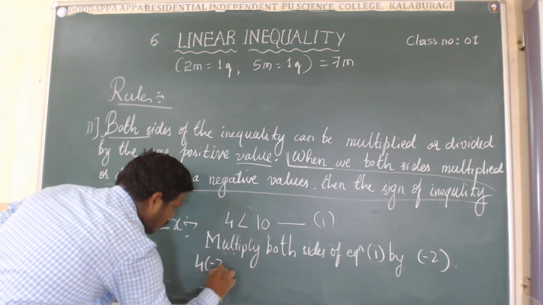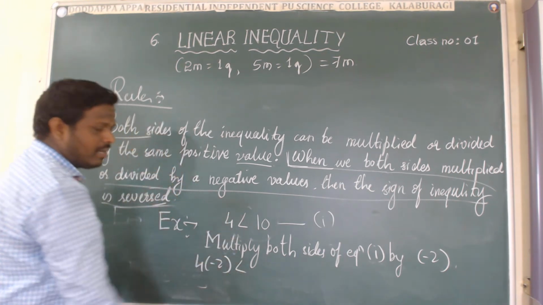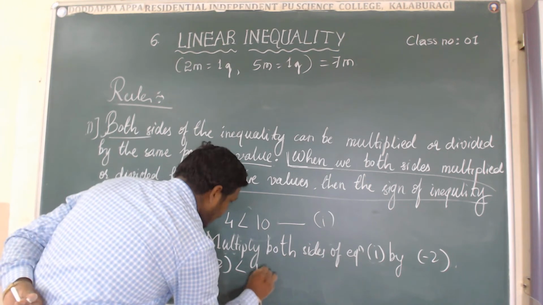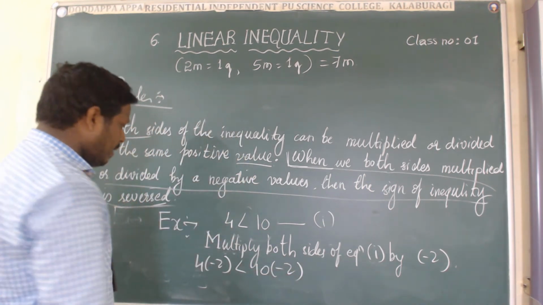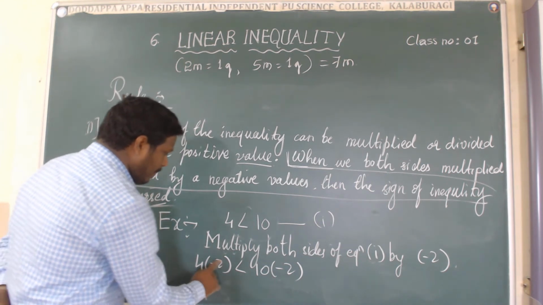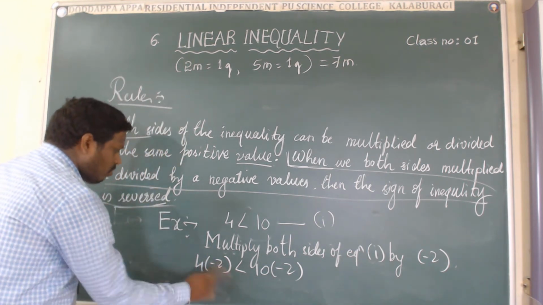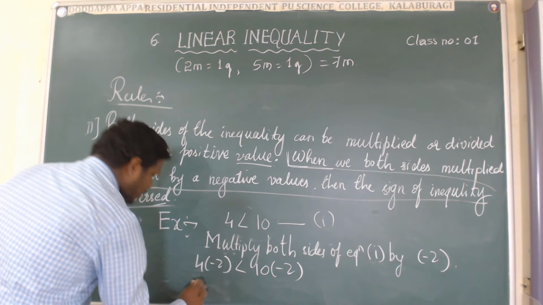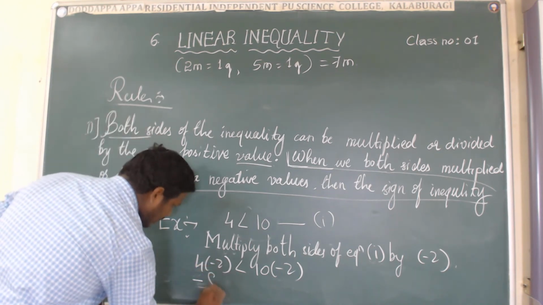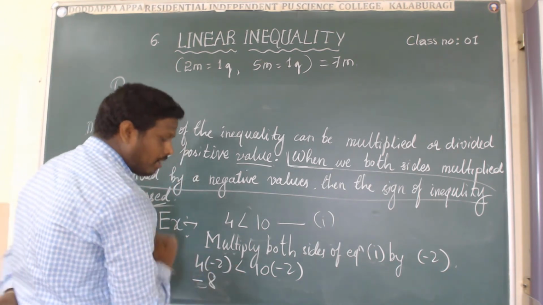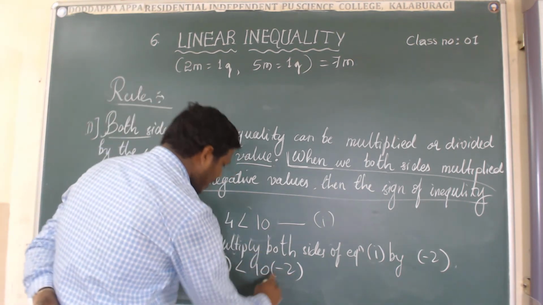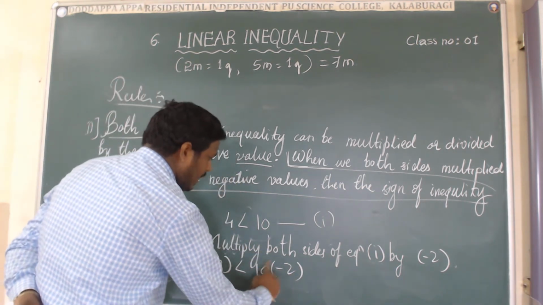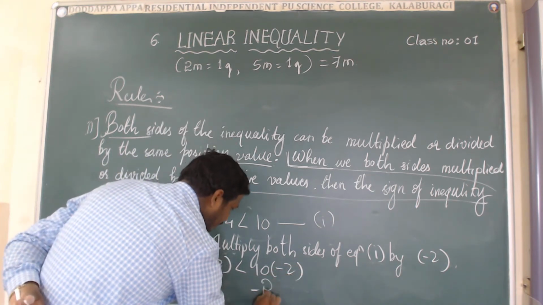4 into -2 less than, I will write that as well now, and 10 into -2. Okay, now come to the next one. Multiply with basic knowledge: plus into minus, 4 times 2 is 8. I will not write this symbol now. I will simplify this again: plus into minus, 10 times 2 is 20.